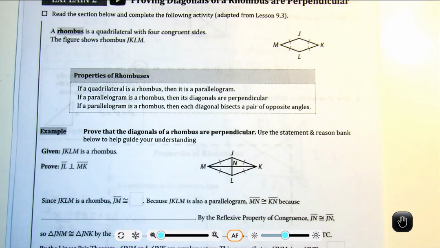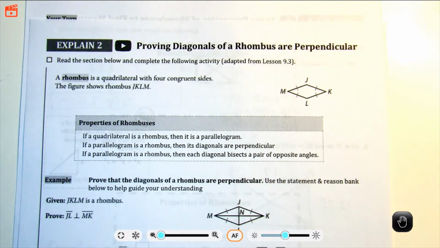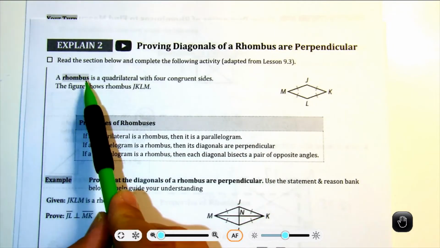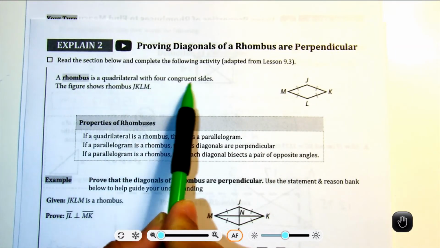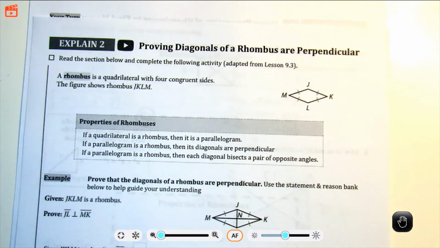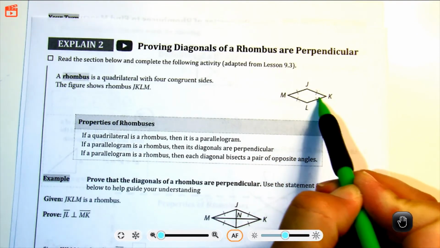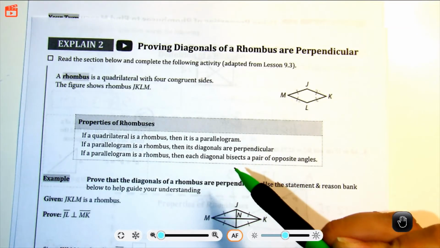Okay, so the next quadrilateral is a rhombus. Now, a rhombus, let me read the definition. A rhombus is a quadrilateral with four congruent sides. So the thing that we know about rhombuses is that each side is congruent to each other. And here are some properties of rhombuses.